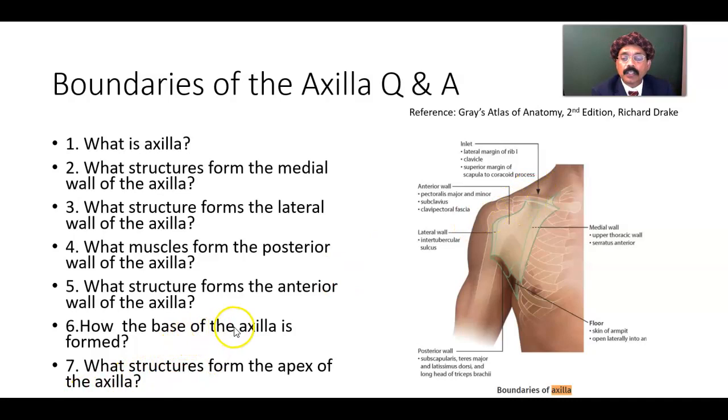This is the apex, and the apex transmits the lower part of the brachial plexus, and this is the route through which the axillary artery and axillary vein go up and down.